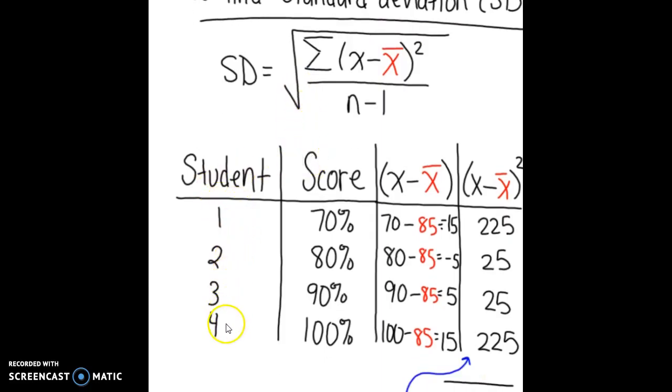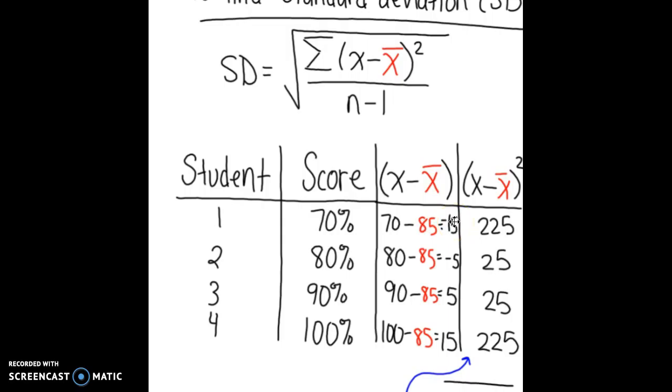Here we have student 1, 2, 3, 4. Here are their scores right here. The first thing I want to do is find this individual score minus the mean. The individual score of student 1 is 70, so I put that right here. That's your X. The mean that we calculated was 85. So I take 70 minus 85, and that gives me a negative 15. Okay, so I did that for my first student.